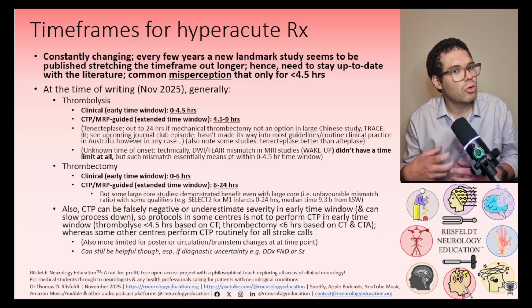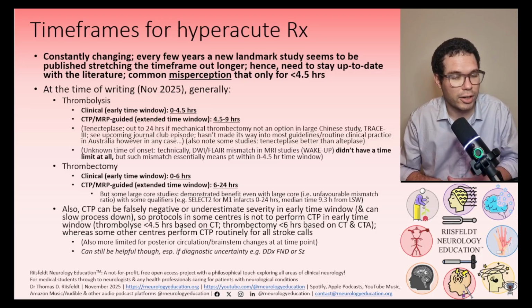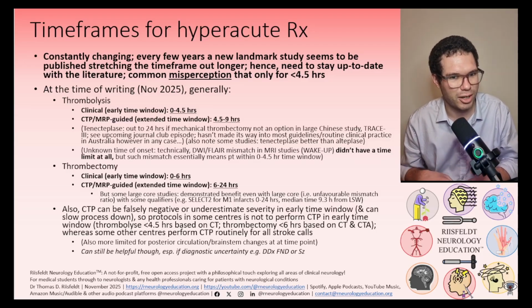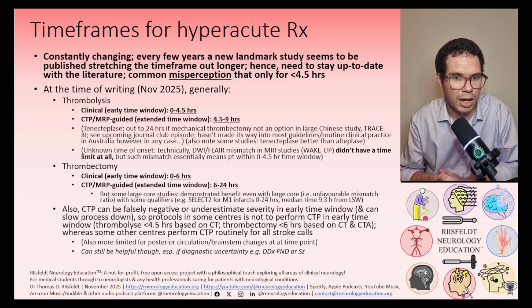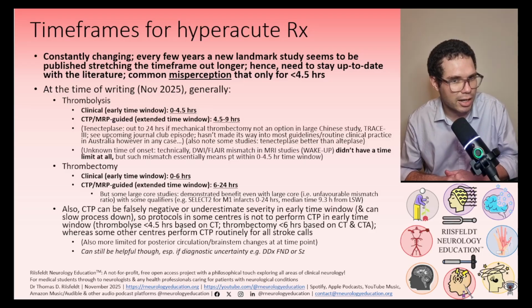This was a large Chinese study, and it demonstrated that, yes, tenecteplase was an option. I'm not going to go into too much detail on this paper because I have an upcoming Journal Club episode planned, which is going to be a deep dive into this clinical study because it's really important and I think probably practice changing in the future. However, I will say that it hasn't really made its way into most guidelines or into routine clinical practice, at least in Australia, yet, but it probably will be coming in the future.